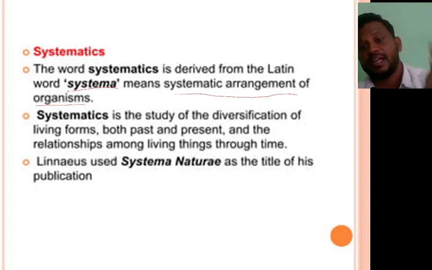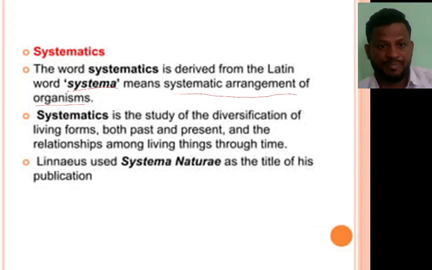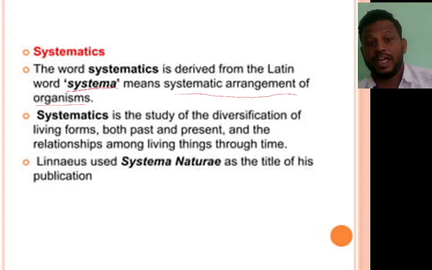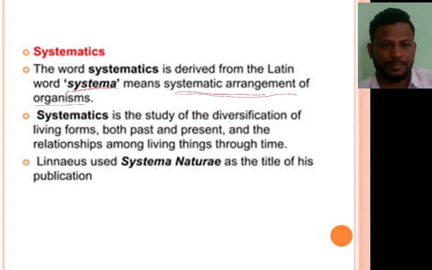The word systematics is also derived from Latin. Here you see that systema is written in Latin. It shows that it originated from the Latin language, which means the systematic arrangement of organisms.